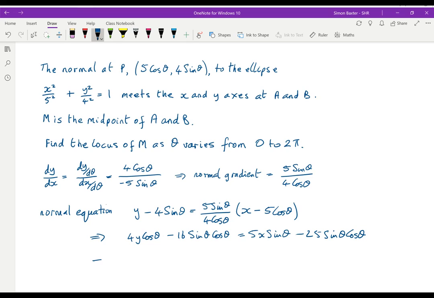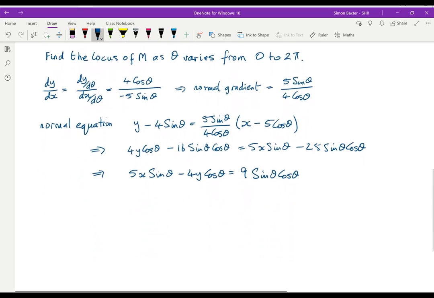Well, sorting all this out and writing down the right-hand side on the left, we've got 5x sine theta. If I subtract the 4y cos theta, minus 4y cos theta, and now I'm adding 25 to minus 16, gives me 9 sine theta cos theta. So there is the equation of the normal.